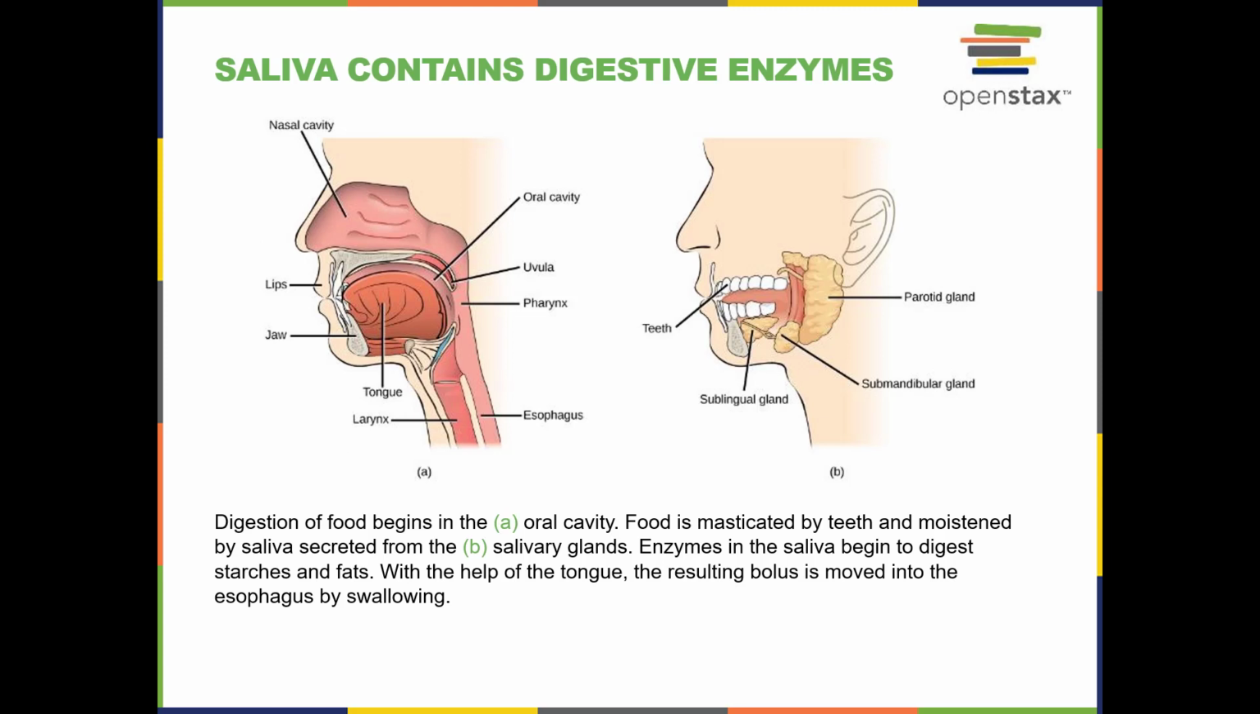Okay, so let's start with the mouth. Saliva contains digestive enzymes. You remember, or if you haven't watched yet the lab video, there's 3 kinds of salivary glands. There's called the parotid, which is in front of the ear. There's the submandibular, which is underneath the bottom jaw, like underneath and inside the bottom of the jaw. And then sublingual is under the tongue. And you have these on both sides.